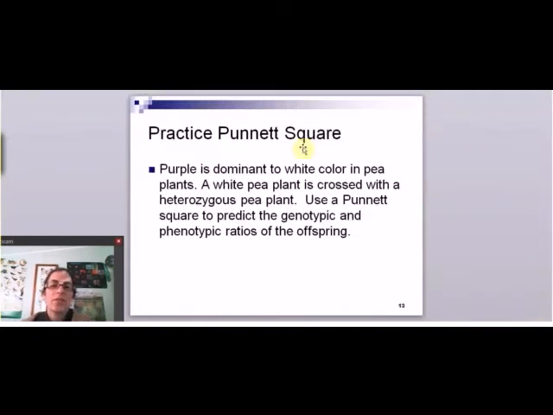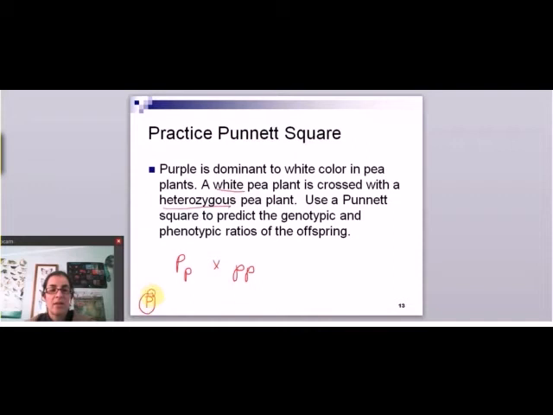So let's do another one together. Purple is dominant to white color in pea plants. A white pea plant is crossed with a heterozygous pea plant. Use a Punnett square. So the hardest part of these problems is usually getting from this word problem to the correct genotypes of the parents. So we have to remember dominant and recessive relationships and what the terms homozygous and heterozygous mean. So heterozygous is straightforward. That means there's 2 different alleles. So that means one parent has a big P and a little p. The other parent is white. Because white is recessive, the only possibility is that the white parent is homozygous recessive. So those are the genotypes of my parents.